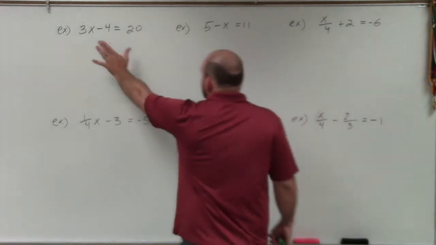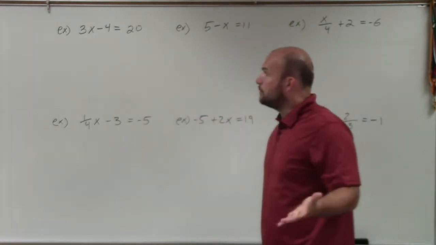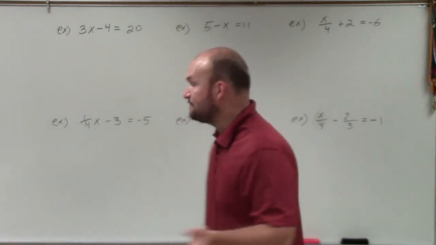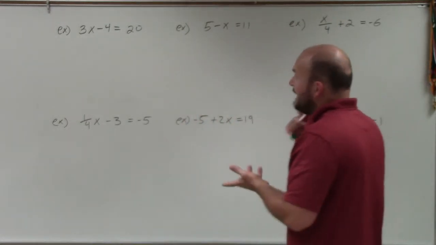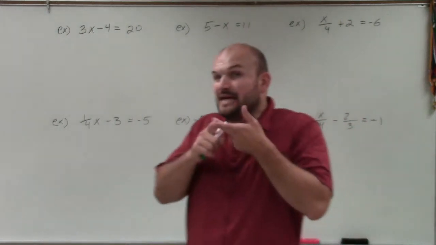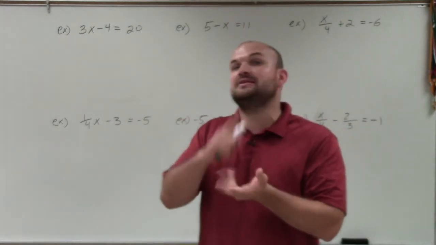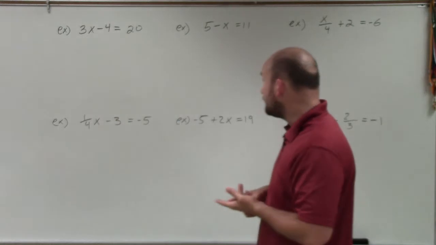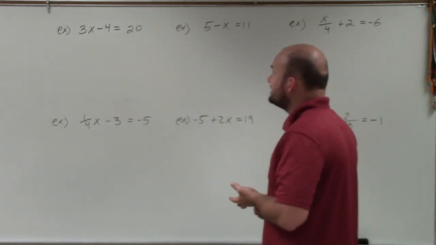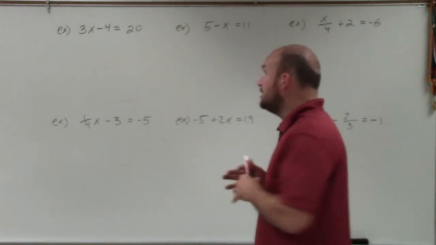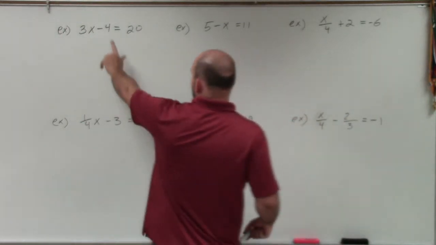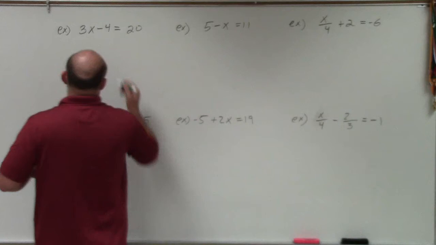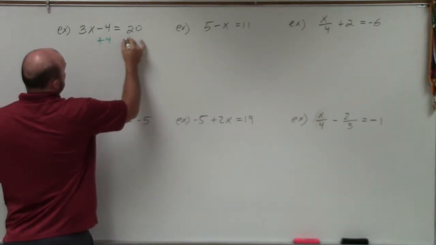So let's look at example number one. You can see that x is our only variable, right? You can also see the operations that are happening to x. It's being multiplied by 3, and it's being subtracted by 4. So we need to undo multiplication and we need to undo subtraction. But we have to follow them in order. As I said, you always undo addition and subtraction first. So we're going to undo our subtraction by adding 4 to both sides.